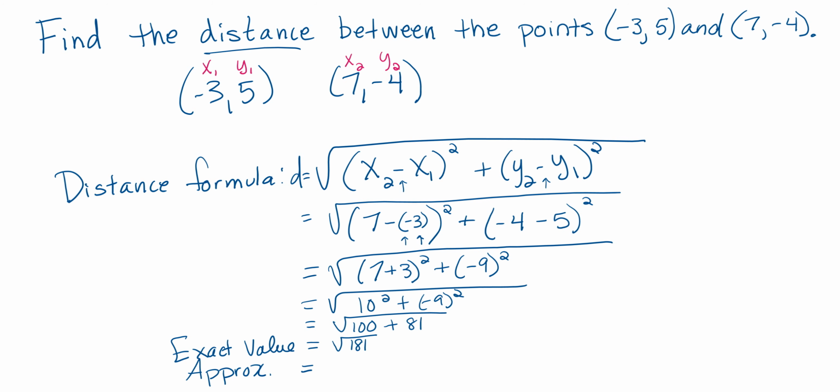Depending on your calculator, it really just depends if your calculator does give you back radicals or if it's giving you decimals. So it just depends on what calculator you have. In my case, I'm getting 13.4536, and I want to round to 3 decimals here. So this 6 is going to make this 3 go up to a 4. So let me just write it that way. So this is going to be 13.454. That would be your approximate value. And that would be how you found the distance formula.